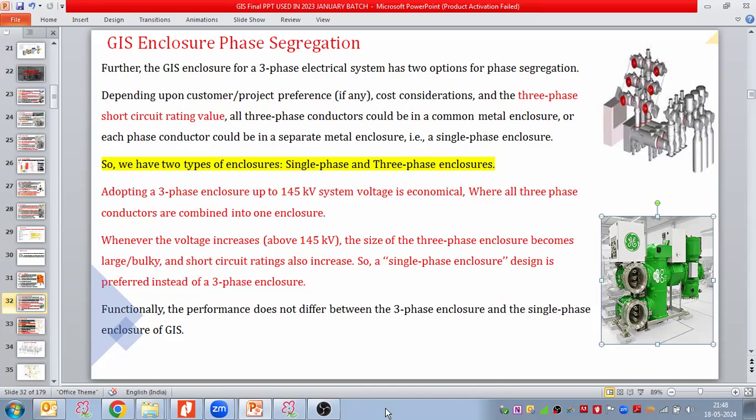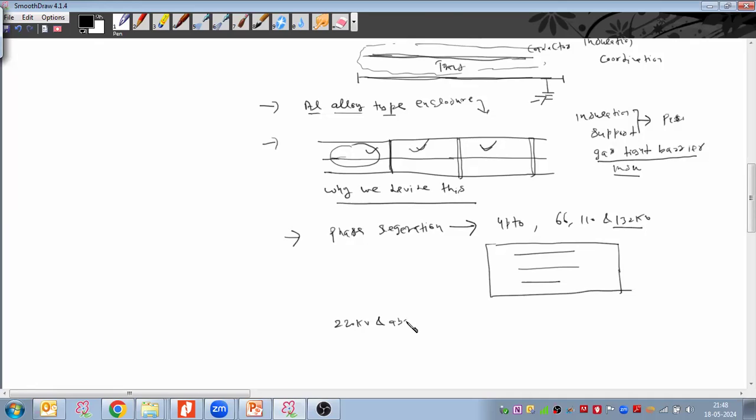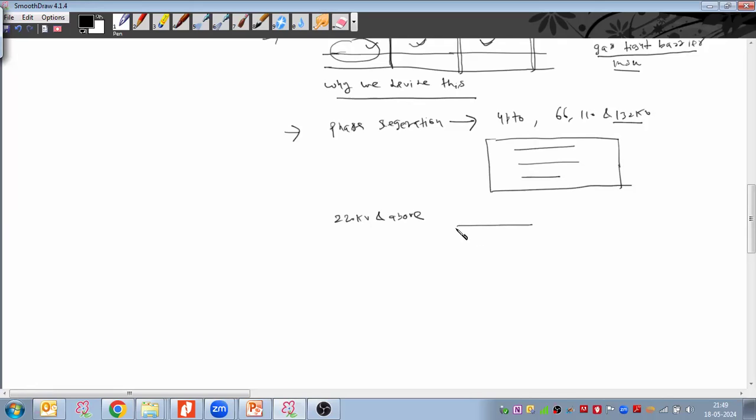This is the general practice we follow: up to 132 kV voltage level, taking 66 kV, 110 kV, 132 kV, all equipment and all phases come inside a common combined type GIS enclosure. Second, when the voltage level goes beyond 132 kV, for 220 kV and above, we take a single phase enclosure. Means for the R phase a separate enclosure will come, for the Y phase again a separate enclosure, and for the B phase again a separate enclosure.